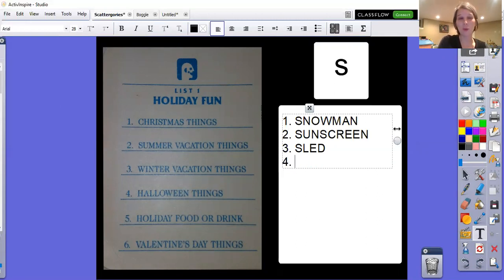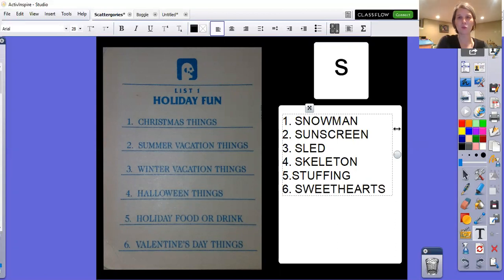Number four, Halloween things. Now, I'd be tempted to write spooky ghost because spooky starts with S, but spooky isn't a noun, it's an adjective. It has to be a noun. You can't say a spooky ghost. How about a skeleton? Holiday food or drink: about Thanksgiving you eat a lot of stuffing. That's a holiday food. And Valentine's Day, how about sweethearts?